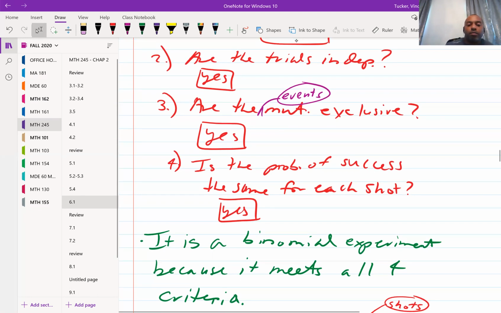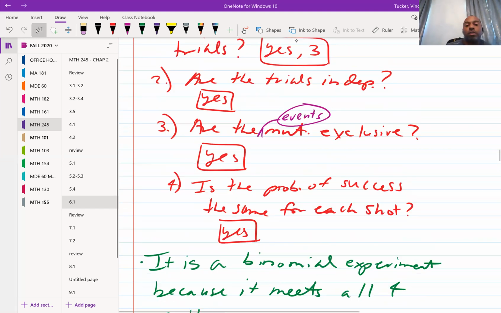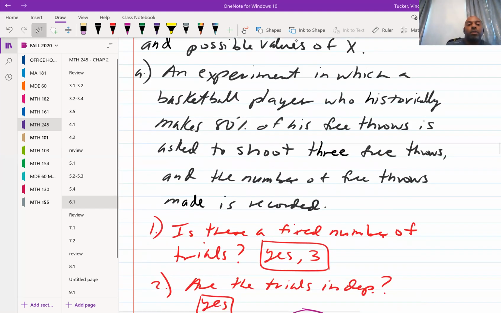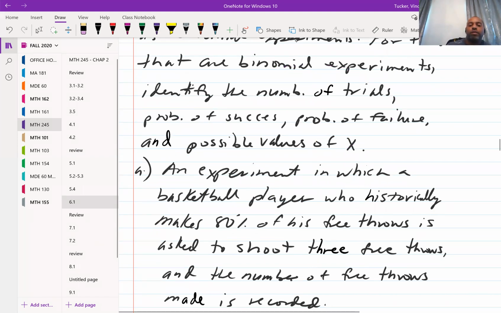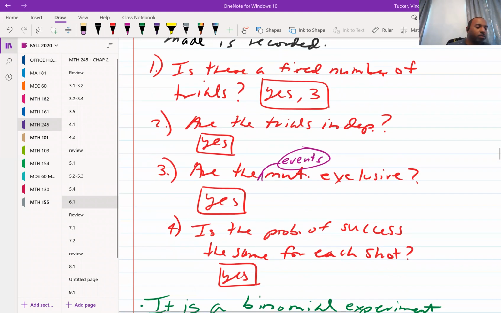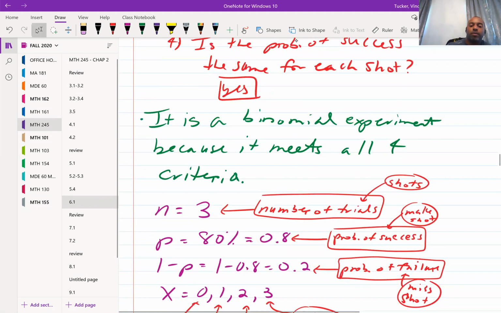Any problems? So since we've determined that it meets all 4 of the criteria and it's a binomial experiment, now we can go to the next part of the problem. It says if it is a binomial experiment, we need to name the number of trials, probability of success, probability of failure, and the possible values of X. All right, so here we go.